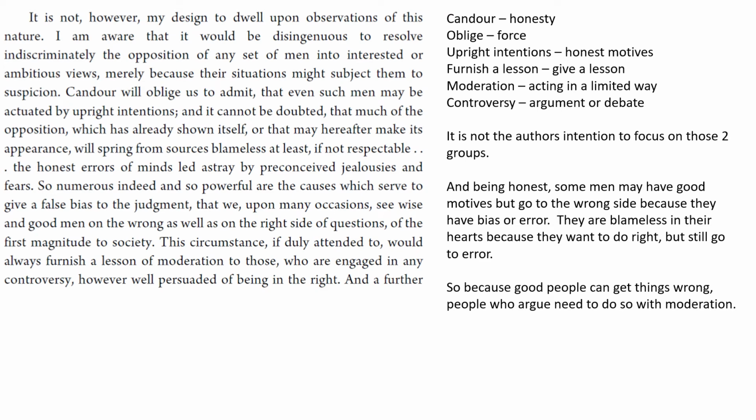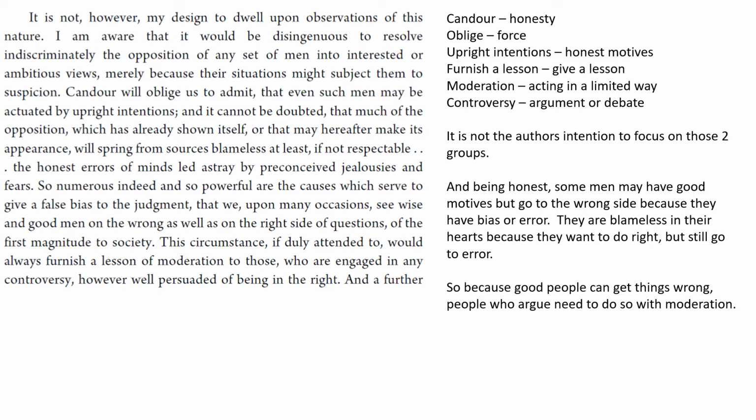It is not, however, my design to dwell upon observations of this nature, so it's not my plan to focus on this. I am aware that it would be disingenuous to resolve indiscriminately the opposition of any set of men into interested or ambitious views. So it would not be right to say everybody that is against the Constitution is either ambitious or self-centered, merely because their situations might subject them to suspicion.